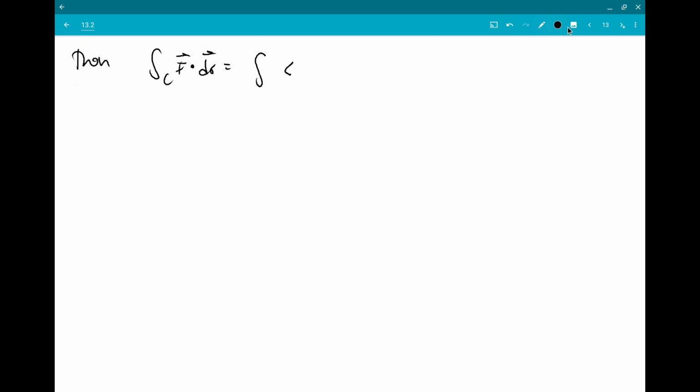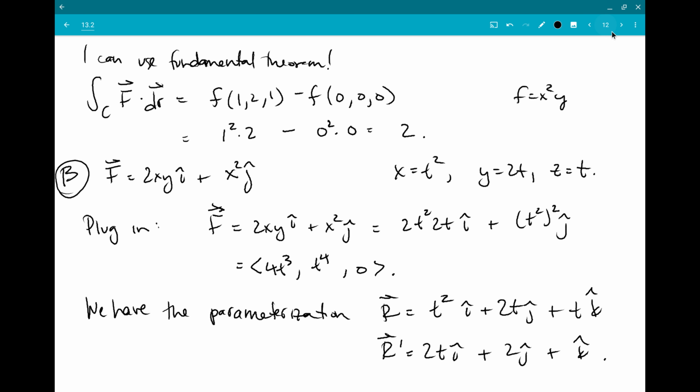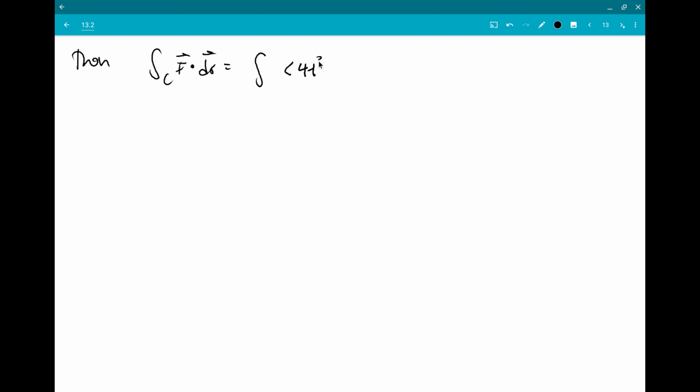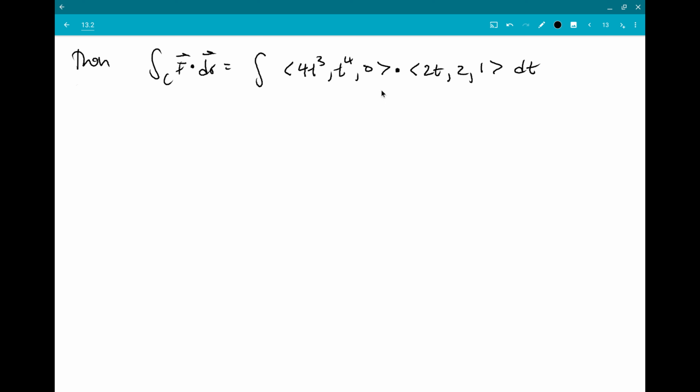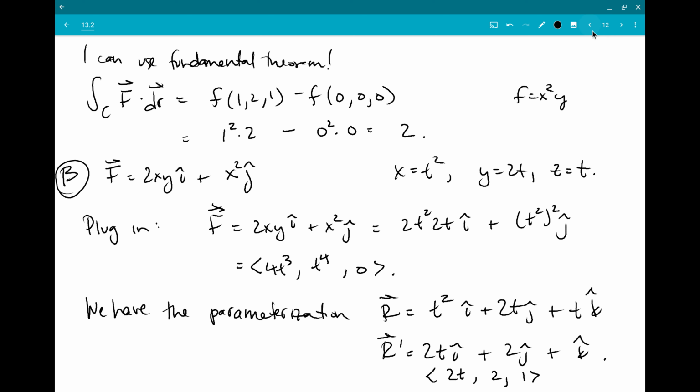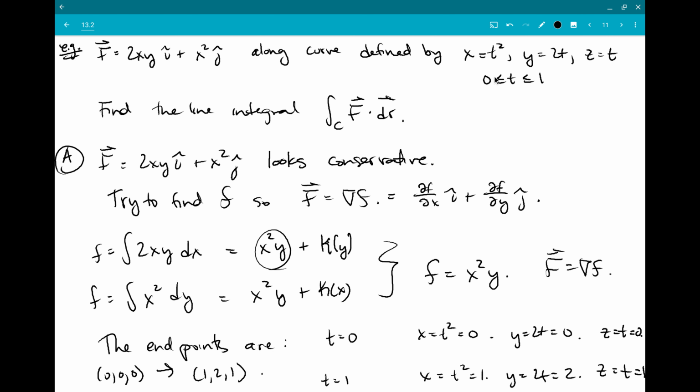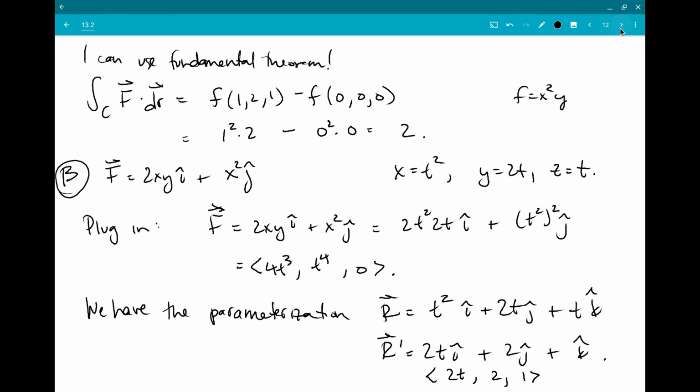But my f was 4t cubed, t to the 4th, 0. And my r prime was 2t, 2, 1. I wrote these in angle bracket form because I think the i hat, j hat, k hat can make things look a little messy inside the integral. And so that's all stuff that depends on t. That's looking good. And I need to pull my bounds for t from what was given in the parameterization, 0 to 1.